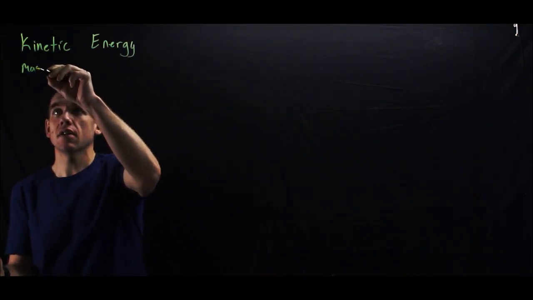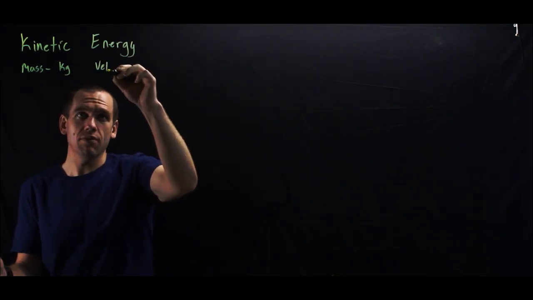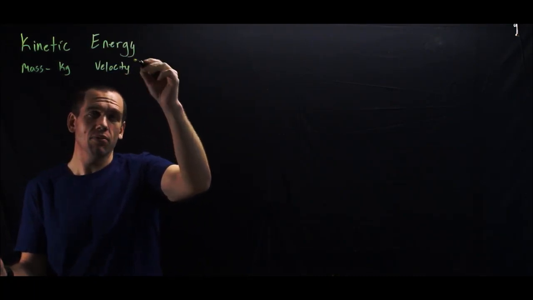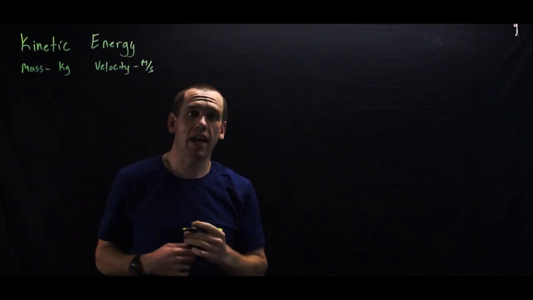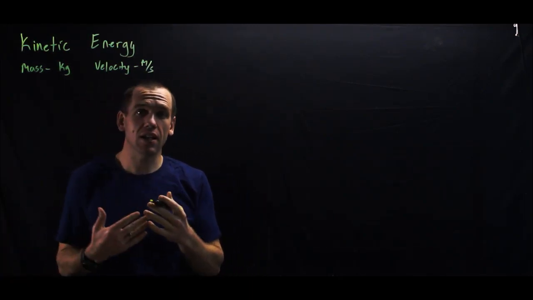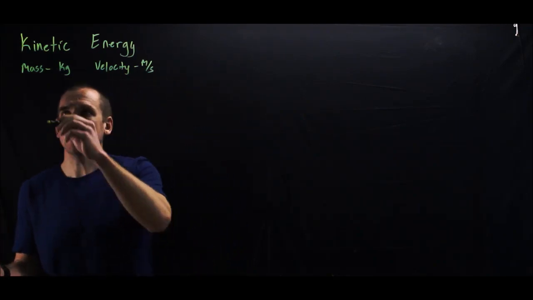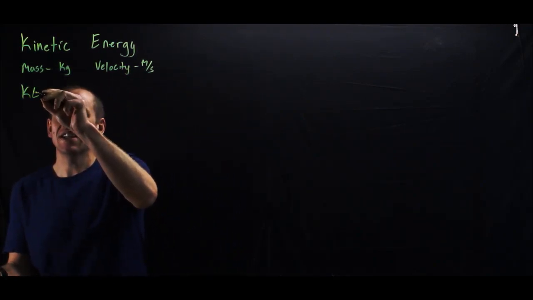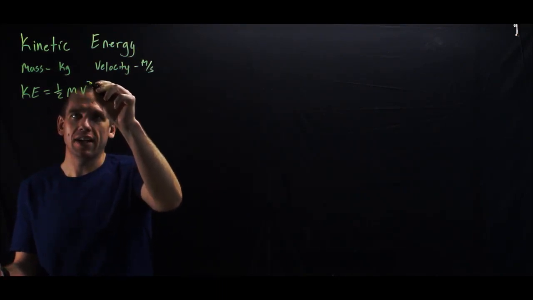And it depends on two things. It depends on mass, and we're going to measure mass in kilograms, and it depends on velocity. Remember, velocity is speed with direction. We're going to measure that in meters per second. It turns out we're going to square that, which gets rid of the direction. So kinetic energy is not a vector quantity, it's just an amount. It's what's called a scalar quantity. And the equation for calculating kinetic energy is equal to 1/2 mass times velocity squared.